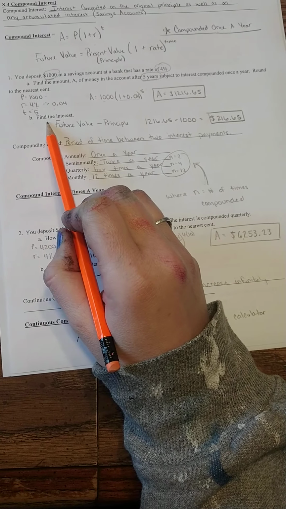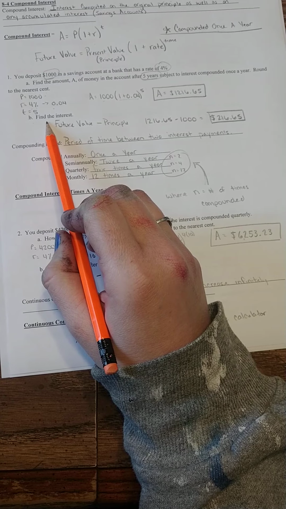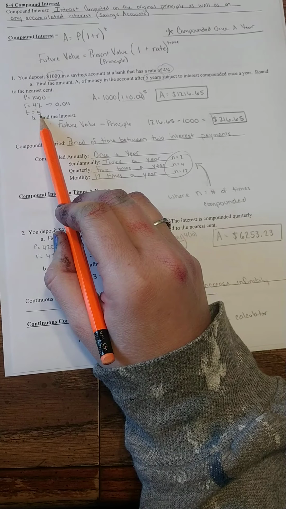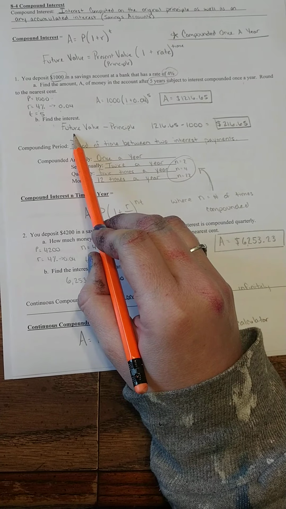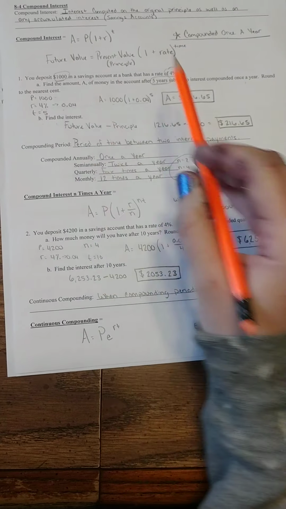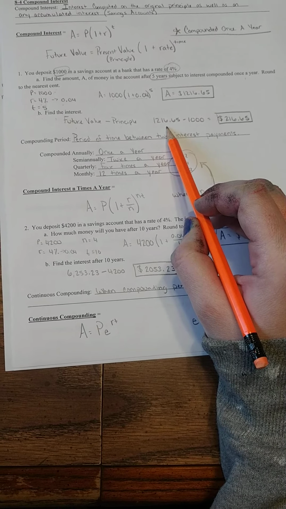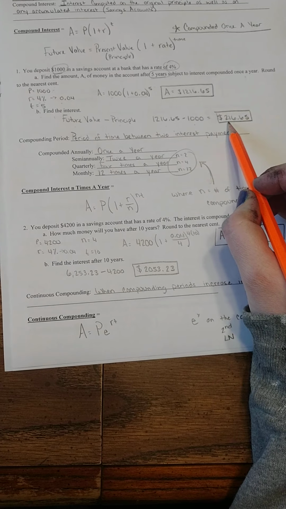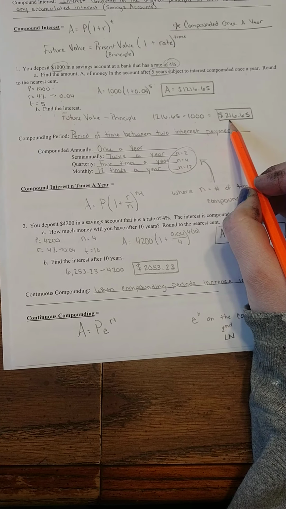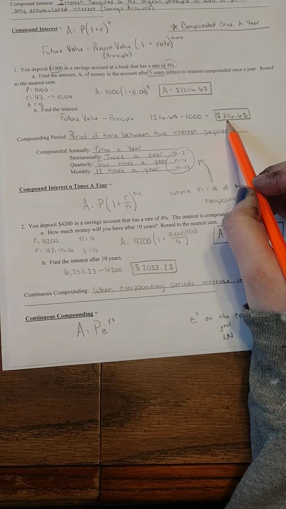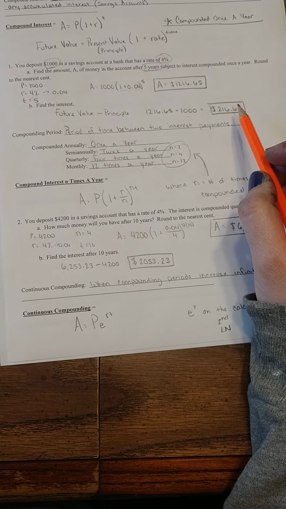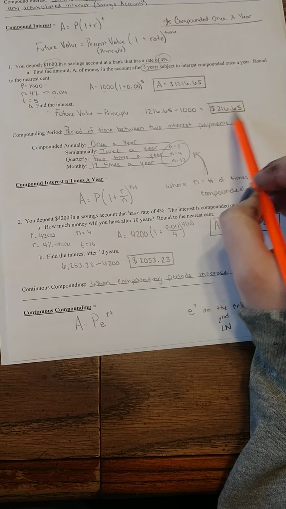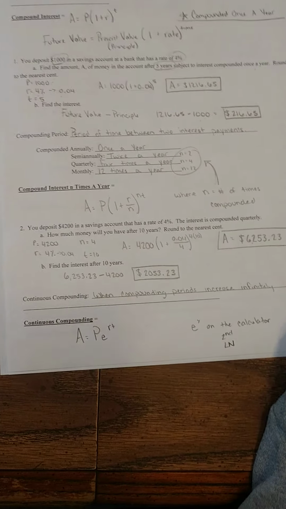B, however, wants the interest. So how much money did you earn by letting that money sit for 5 years, compounded once a year? You take your future value and subtract your principal. So your answer minus what you started with. $1,216.65 minus $1,000 gives you accumulated interest of $216.65, which is not a ton. But for the fact that it's compounded once a year and you're just letting it sit, that's a nice chunk of change to let money sit in an account.